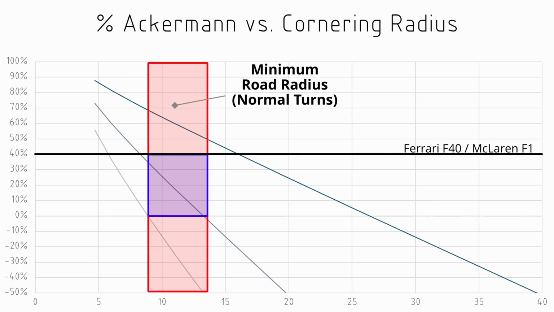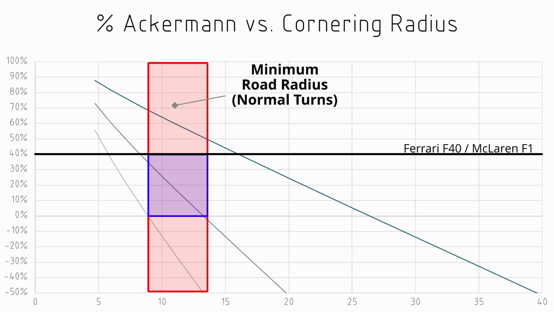Now, I would say that given that this car is going to be designed predominantly for the road, and that's going to involve sometimes being in these really tight situations of minimum turning radius, we would want something in between a little bit of Ackermann and 100%. And so that 40 from the Ferrari F40 looks like not too bad an Ackermann percentage.